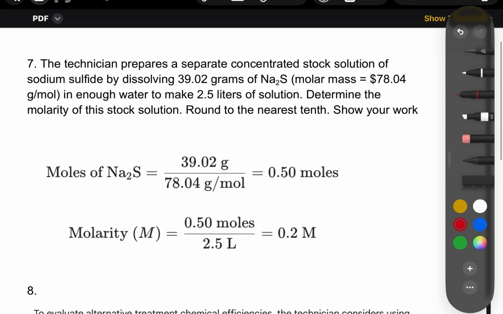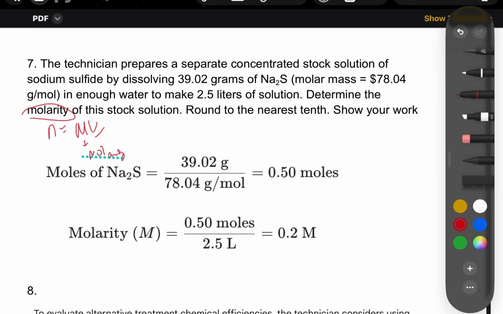Then we have, the technician prepares a separate concentrated stock solution of sodium sulfide by dissolving 39.02 grams of sodium sulfide. Oh, actually, we did this problem. You know what? I'll just do it again. So it's asking to find the molarity. The molarity equation is already in your reference table. So we have M equals n over V. M is the molarity, but if we want to solve specifically for molarity, we need to isolate M.